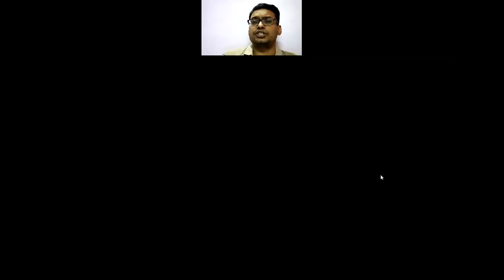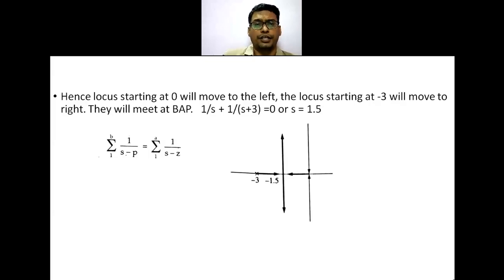Then I have to calculate the breakaway point. The locus starting at 0 will move towards the left and the locus starting at -3 will move towards the right, and they will meet at the breakaway point. The breakaway point is calculated as the summation of 1 upon s minus p equals the summation of 1 upon s minus z. So 1 upon s plus 1 upon s plus 3 equals 0. There are no zeros, and two poles, so 1 upon s and 1 upon s plus 3. So s comes as 1.5. In this case, both the center of gravity as well as the breakaway point are the same.